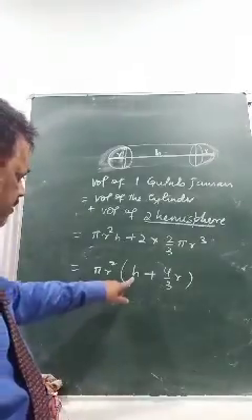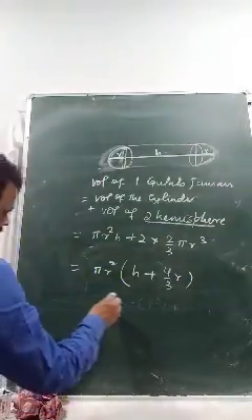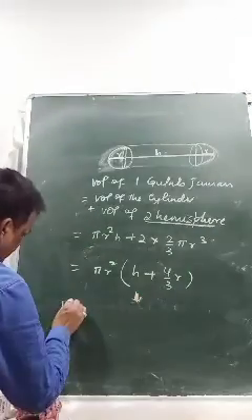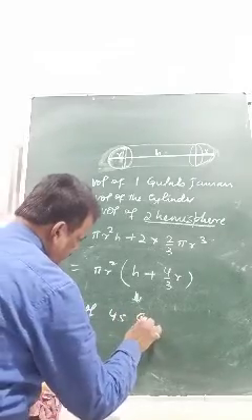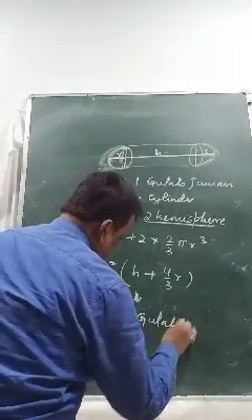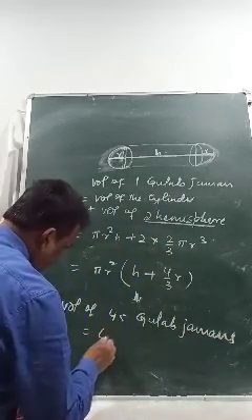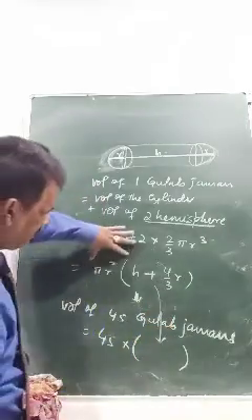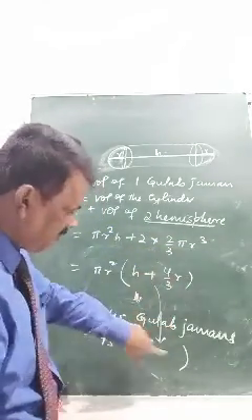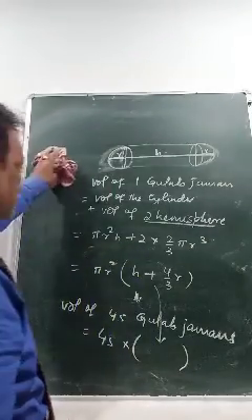Then what will you do? Put the value of h, put the value of r. Then volume of this you find out. Then volume of 45 gulab jamuns, that is 45 into what? This part. Whatever value you will get here, that will multiply here. Okay. Then what is volume of the syrup then?